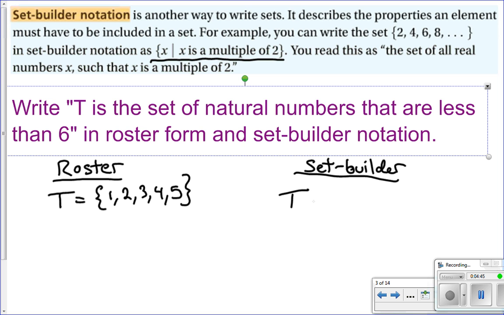my set is called T. Okay, T is not my variable, T is my set. It's the name of my set. And so in set builder form, I know that I'm just going to use the variable x. So it's all natural numbers x such that, or all real, no, sorry, this is all real numbers x such that x is a natural number and x is less than 6.